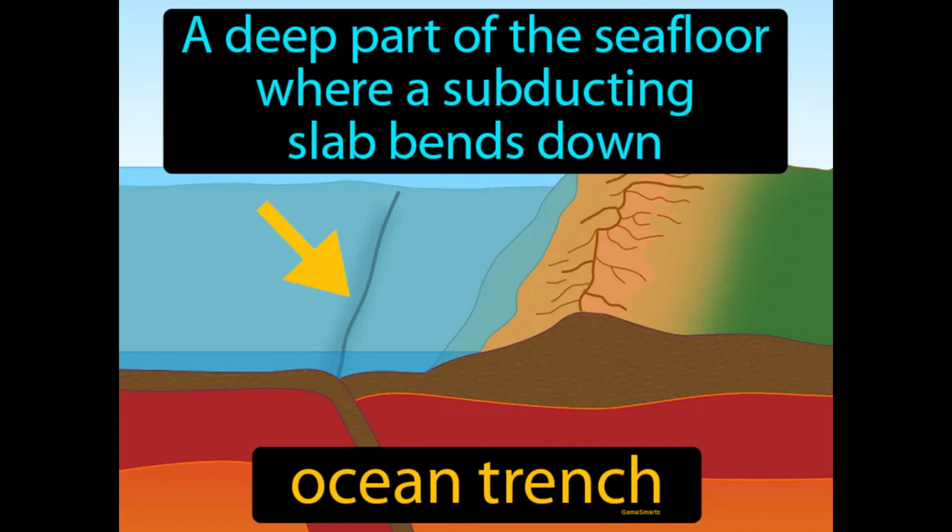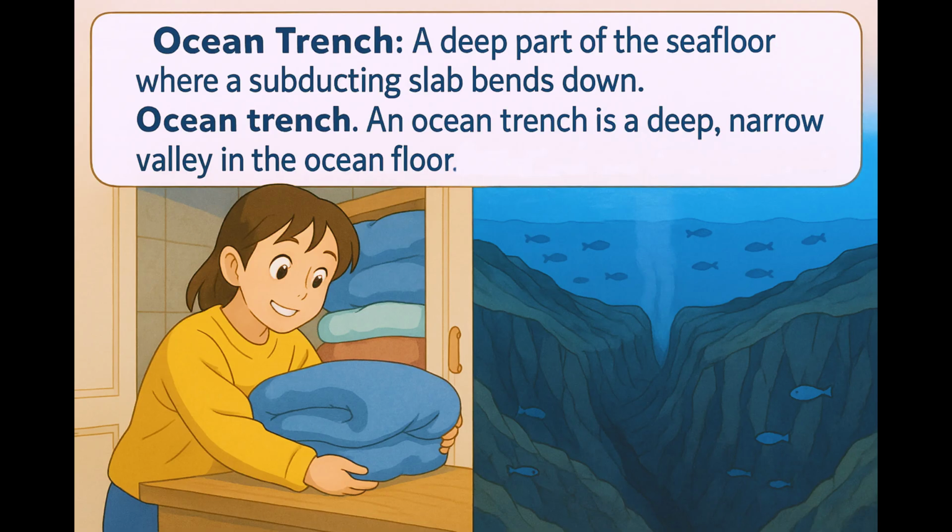A deep part of the seafloor where a subducting slab bends down. Ocean trench. An ocean trench is a deep, narrow valley in the ocean floor, formed where one tectonic plate slides beneath another. Imagine trying to fit a thick blanket into a small, overstuffed closet where you have to push it down into any available space.